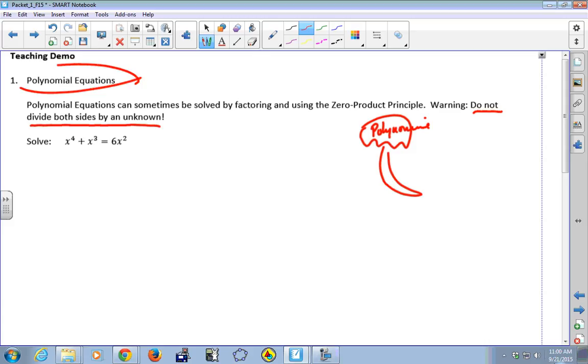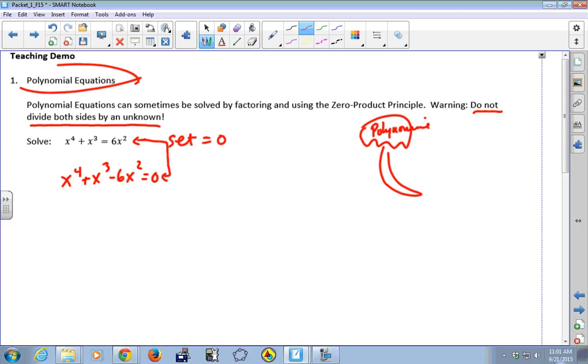category. And the key here is to set your equation equal to 0, just like you do with your quadratic equation. So I'm going to subtract 6x squared from both sides. Notice I start off with an equation. My very next step is an equation. You're going to get tired of me saying this, but it's to make a point.